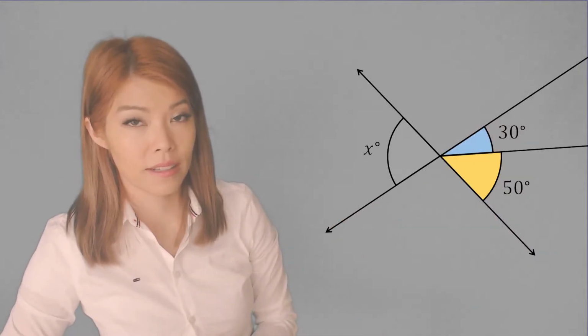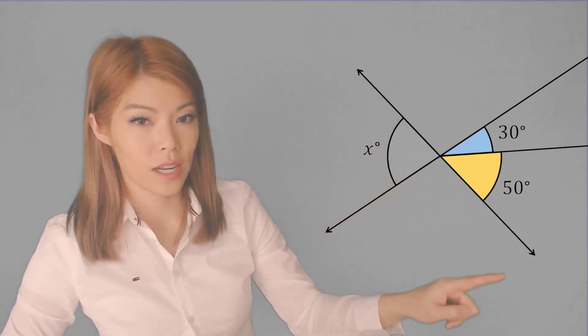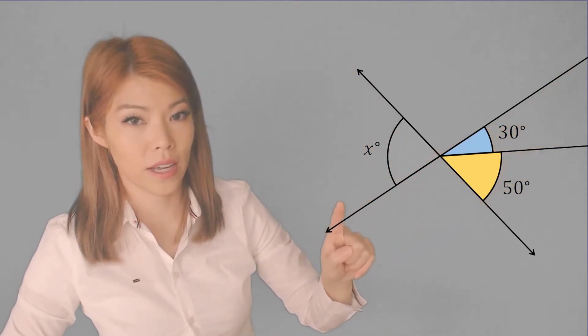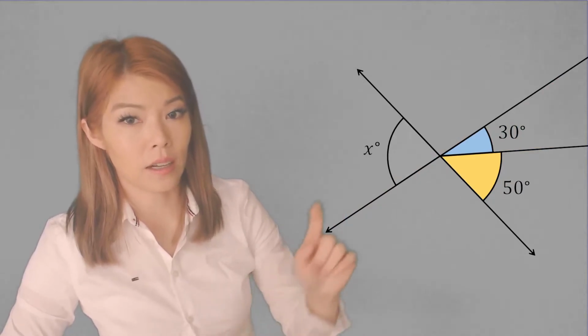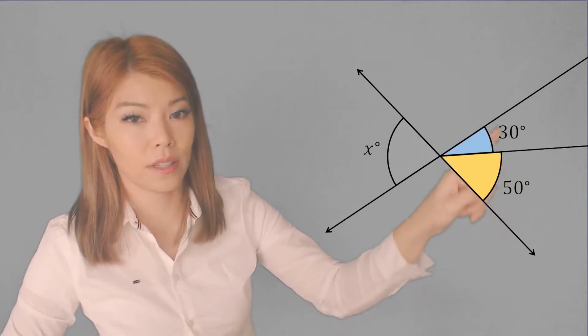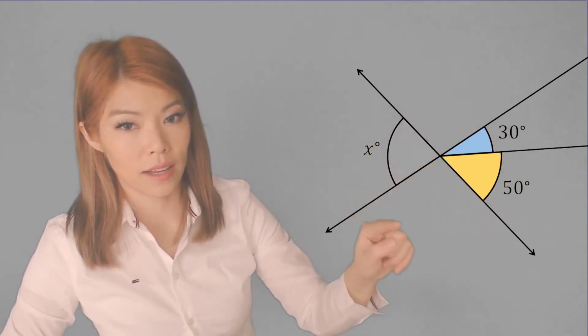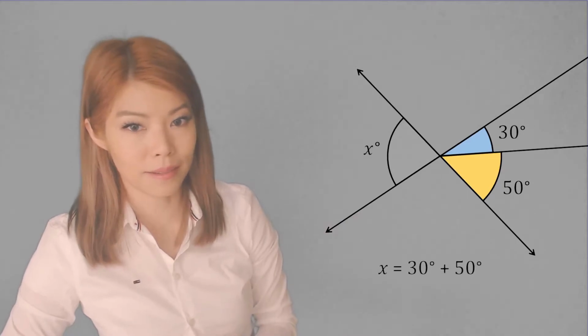So here we have an example where we have to be careful which lines we're looking at. So we have one straight line here and one going across there. So the vertically opposite angle is x and the 30 plus 50, or in other words, 80 degrees. So the 80 degrees is equal to x. So x is 80 degrees.